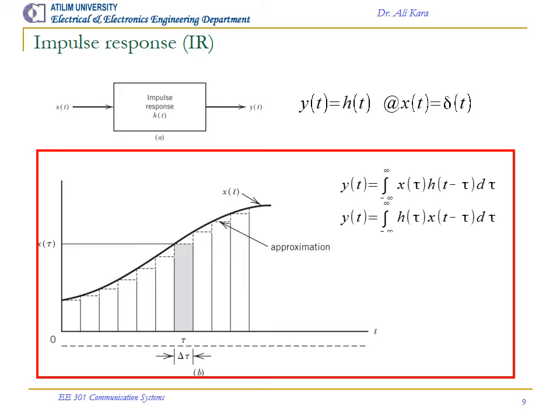Impulse response, IR. The impulse response of the system to a unit impulse or Dirac delta input is h of t. The output of the system, y of t, can be found by the integration from minus infinity to plus infinity of x of tau times h of t minus tau, integrated with respect to tau. This is the convolution of the input signal with the impulse response.